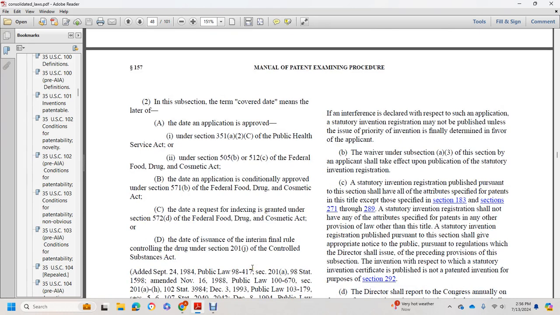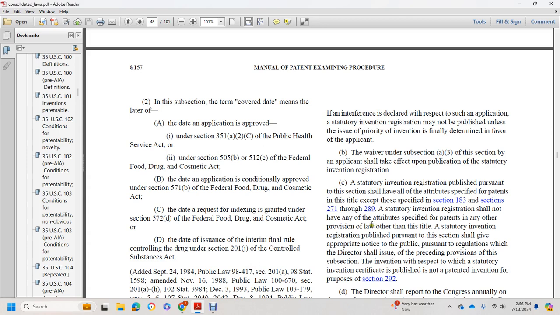If any interference is declared with respect to an application subject to a statutory invention registration published, unless the issue of the priority of the invention was finally determined in favor of the application. 8th, the waiver under subsection A3 of the application takes effect upon the publication of the statutory invention registration. A statutory invention registration published pursuant to the section has the attributes specified for a patent under the title, except for those specified in sections 271 through 289.